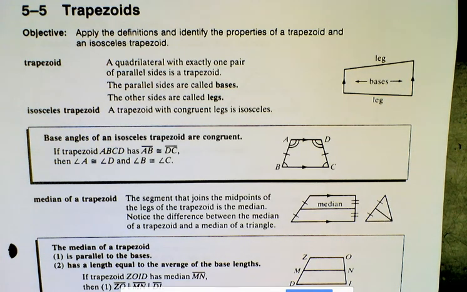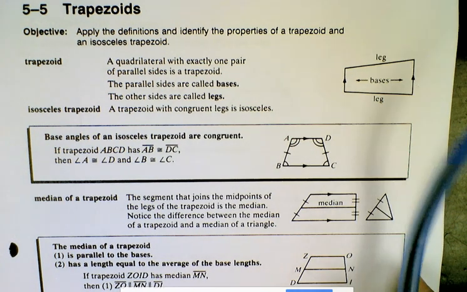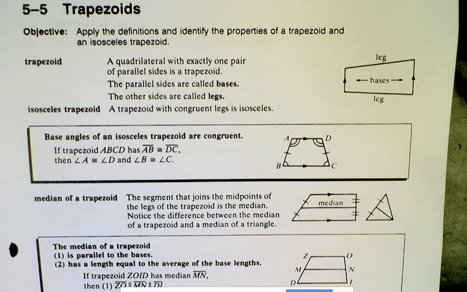Hi, today we're going to look at properties of trapezoids. A trapezoid is a quadrilateral that has exactly one pair of parallel sides. So it's not considered a parallelogram because to be a parallelogram, both sets of opposite sides have to be parallel. In a trapezoid, you have two bases. They are the parallel sides, and the other two sides, which are not parallel, are called the legs.